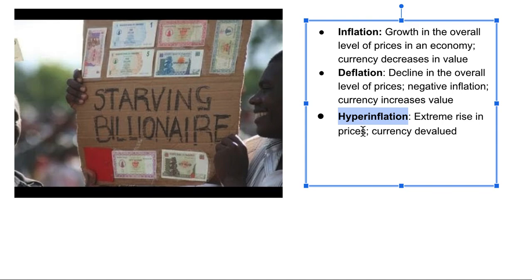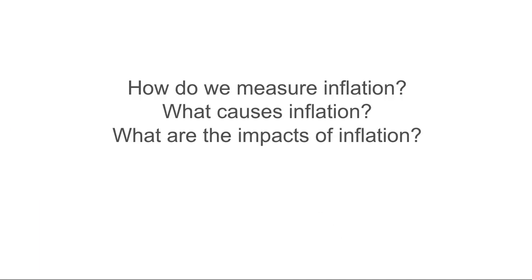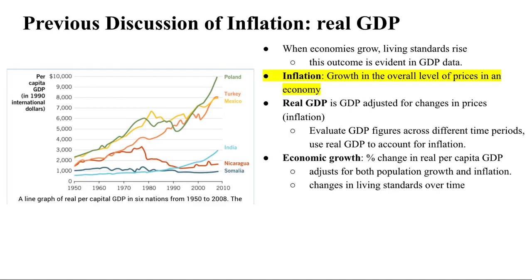So hyperinflation, when there's an extreme rise in prices, depicted here in Zimbabwe. This man, even though he has very high currency, a lot of hypothetical money, he's rich, it would cost him 16 million Zimbabwe dollars to actually get bread. So even though he's a billionaire, he is starving. So we have these questions of how do we measure inflation, what causes inflation, and what are the actual impacts of inflation.